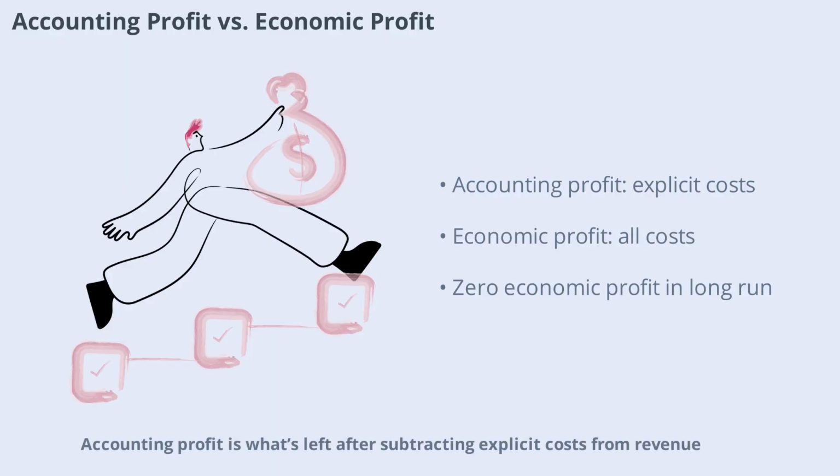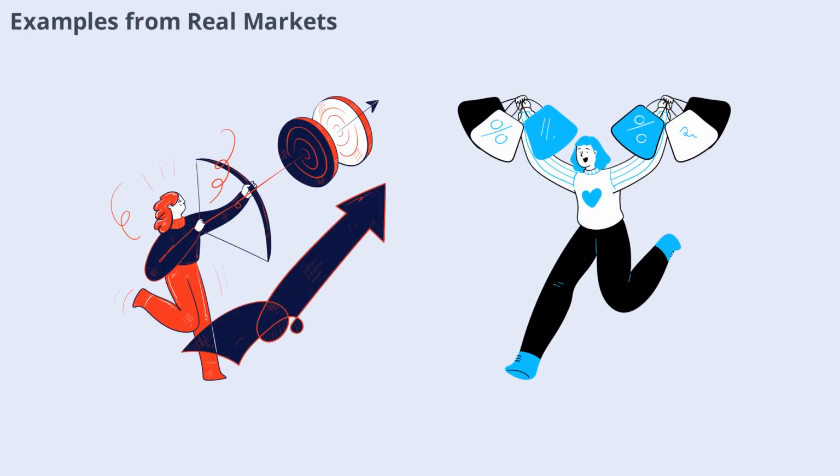Accounting profit is what's left after subtracting explicit costs from revenue. Economic profit goes further, subtracting both explicit and implicit costs. In the long run, firms in competitive markets earn zero economic profit but may still report positive accounting profits. Let's consider some real-world examples.